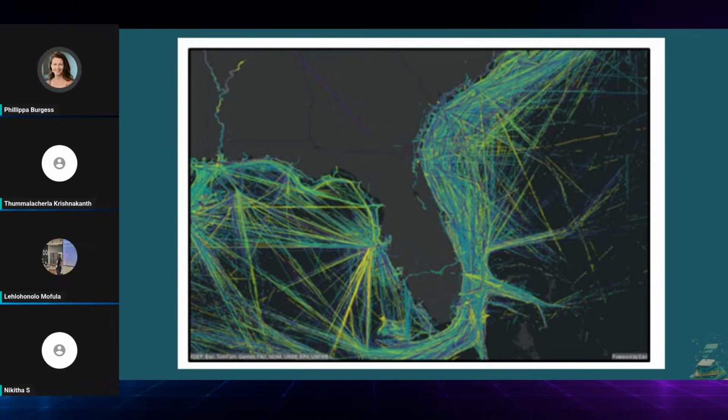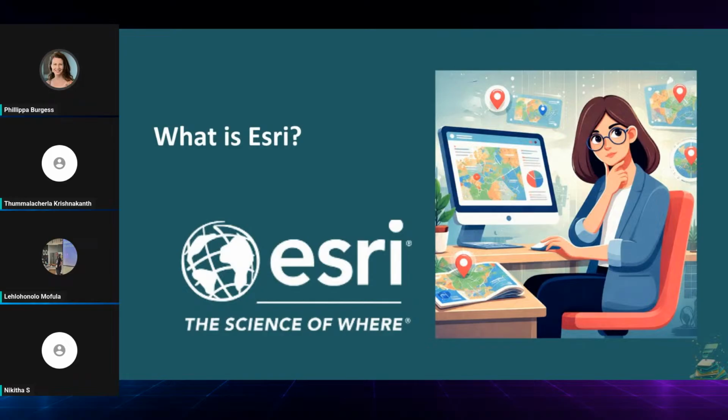You can also track data over movement and time, so you get the term spatial temporal data. Perhaps this is ship routes, and you can see different things as they move and change over a period of time. So there's so many cool things that we can do with maps.